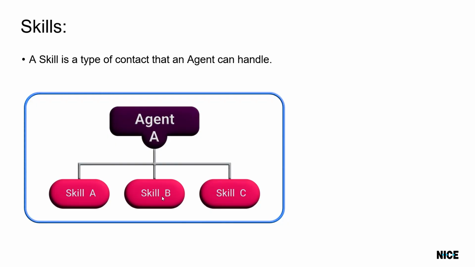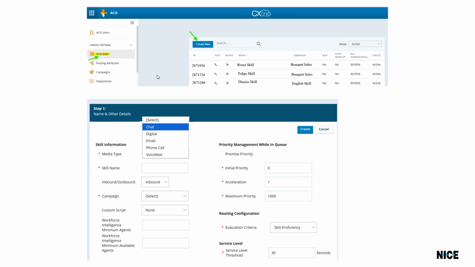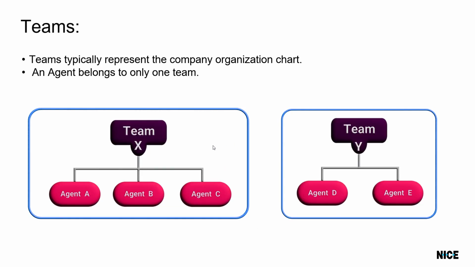So when we click on create new skill, we get to choose the media or the channel like chat, digital, email, phone call, or voicemail. Just how a skill can be assigned only to one campaign, similarly, an agent can be assigned only to one team. Teams on NICE CXone are like the organization chart in a company where the same person cannot be in two different teams.